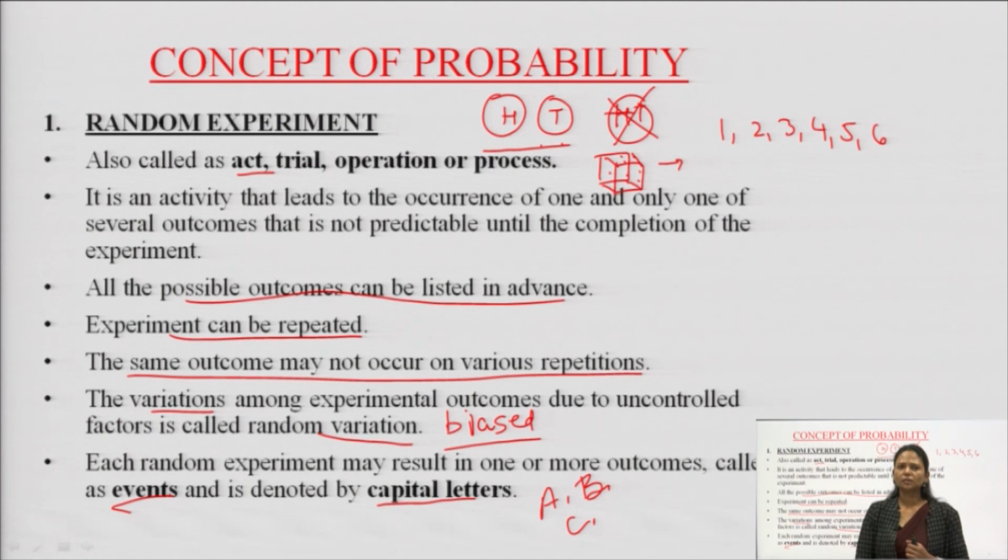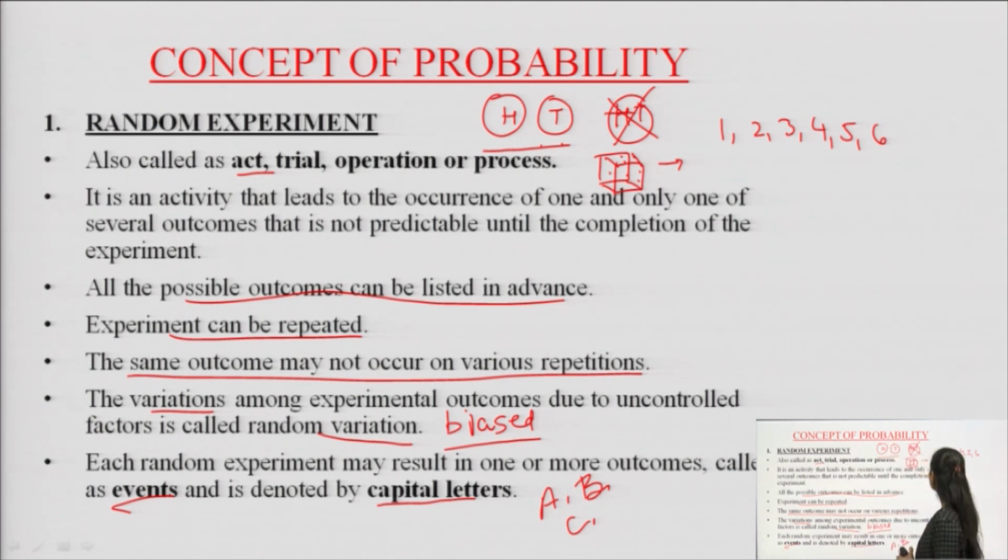The third thing is, if in the first throw 5 came, it is not necessary that the 5 will repeat itself in the next throw. And if the dice shows the number 6 every time, that means this dice is biased.